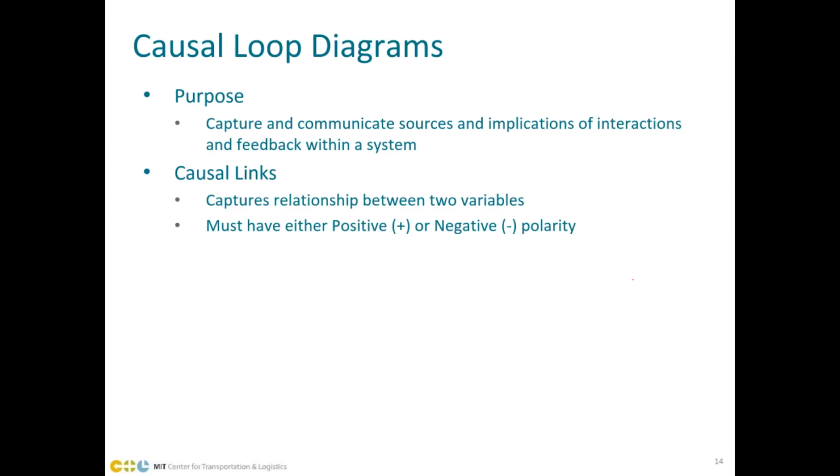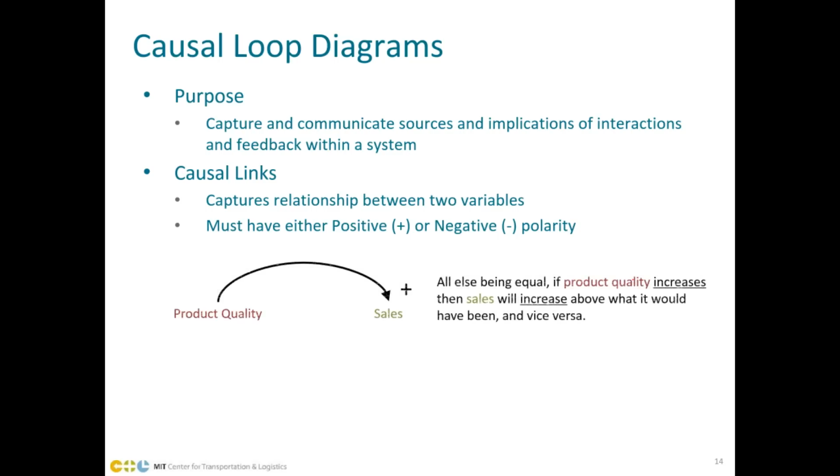Now, what these causal link diagrams do not do is they don't describe what values the variables will take. Instead, what they're describing is what happens if there's a change in one of them. Now, they have to have either positive or negative polarity. So let's do some quick examples. So here I have product quality and sales. And so we believe that there's some kind of causal link between product quality and sales, and all else being equal, if the product quality increases, then we expect the sales to increase above what it would have been normally, and vice versa. If the product quality goes down, right, then we assume that sales will also go down. They move in the same direction.